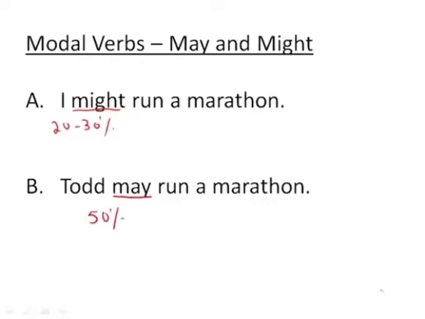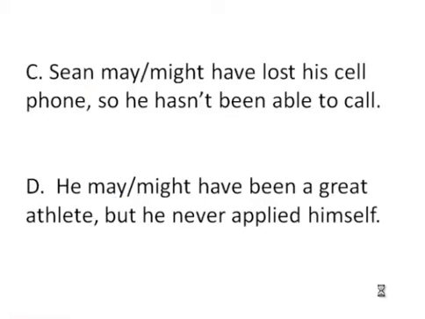So Todd may run a marathon this year is kind of the connotation here, versus in A, it's I might run a marathon one of these days. So in order to show the likelihood of an event happening, might is between 20 and 30%, and may is a bit stronger at 50%. So there's one difference.